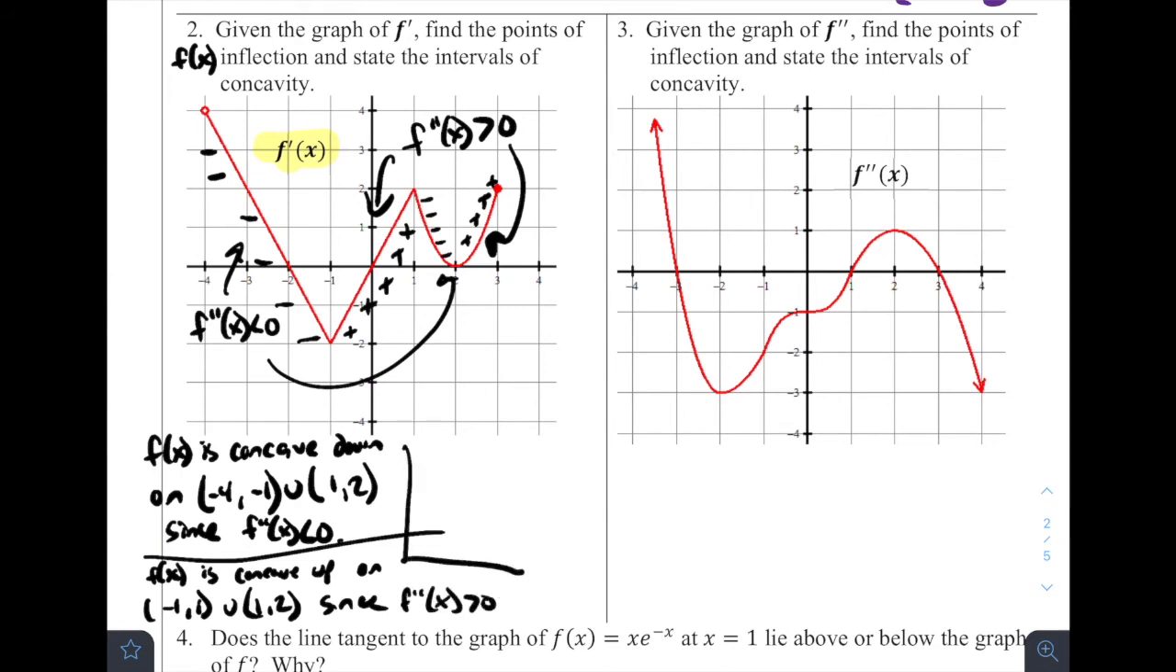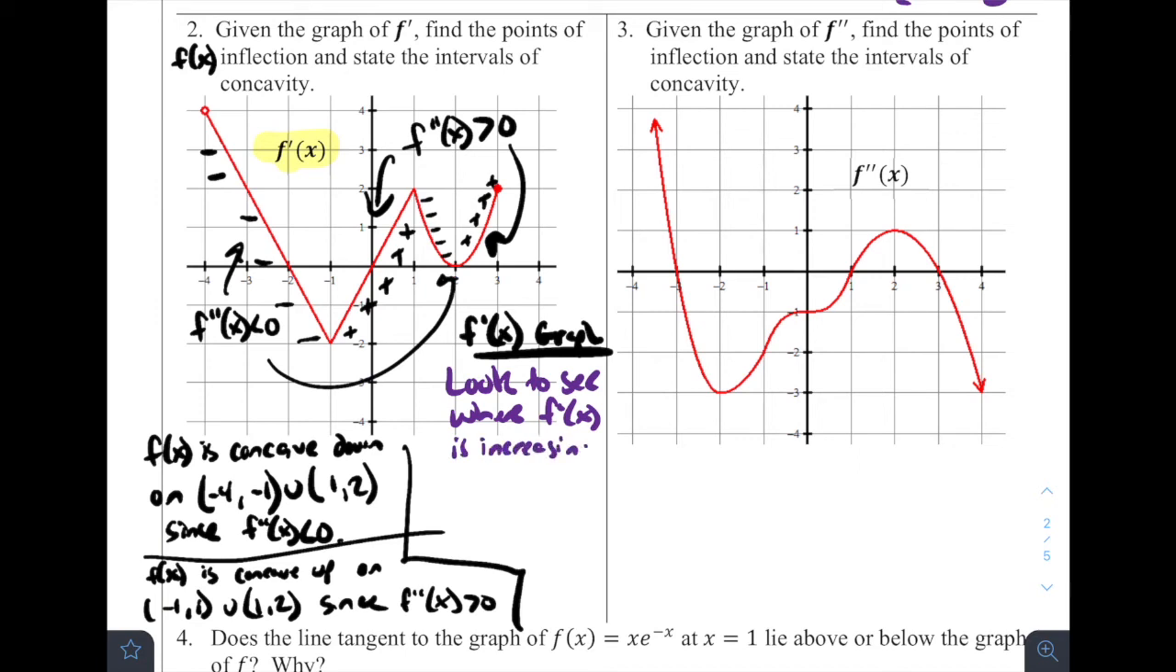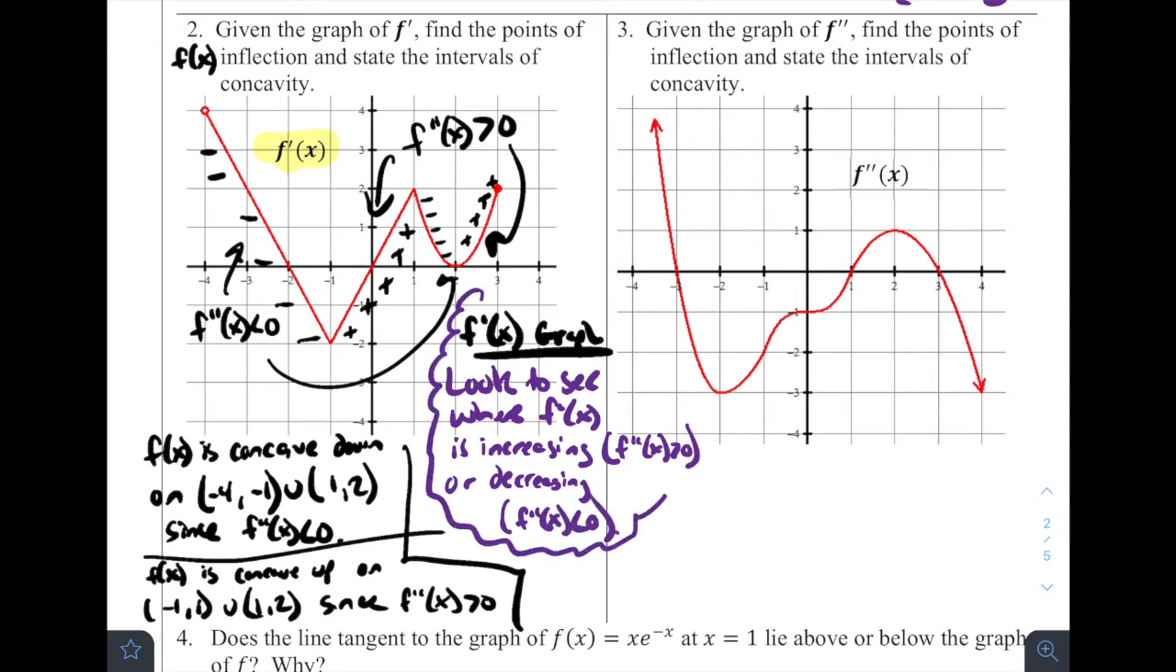Now, in conclusion, just in general, when we're looking at this f prime of x graph to think about the second derivative, we're trying to look to see where f prime of x is increasing or decreasing. Because if it's increasing, then we know that f double prime of x is positive. And if it's decreasing, we know that f double prime of x has to be negative. So that's the general gist if we're looking at that f prime graph.